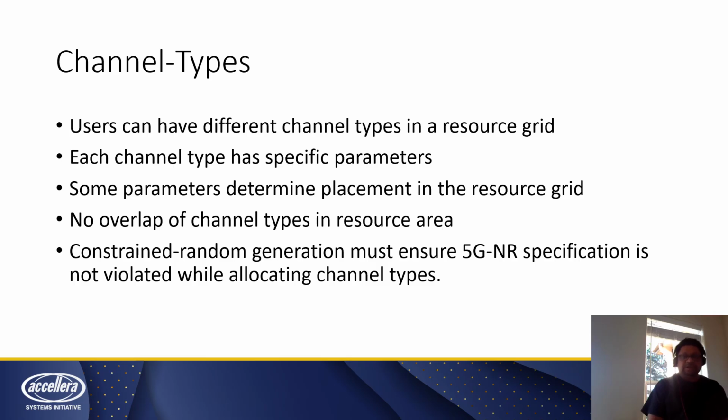This slide talks about channel types with respect to what kind of constraints they apply on the constraint random engine during its allocation. Each user equipment can have different channel types that sit on a resource grid. Multiple users can share the same resource grid, with different channel types for the same user. Each channel type has specific parameters, and these parameters define the placement of the resource on the resource grid. Constraints involve, for example, that you cannot have two channel types overlapping each other in the resource area. And all your constraint random generation must ensure that none of the 5G NR specification requirements are violated while allocating these channel types.